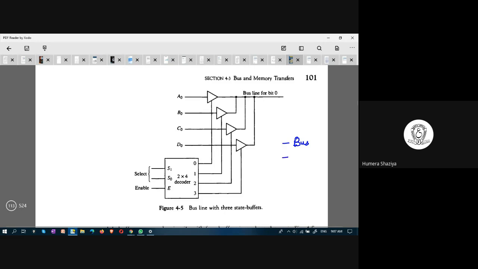Recall that a bus is a common structure that takes input from various sources and then chooses any one source and sends that data onto the line, the channel which carries the data, and eventually delivers it to the destination or the destined register. That is a bus.